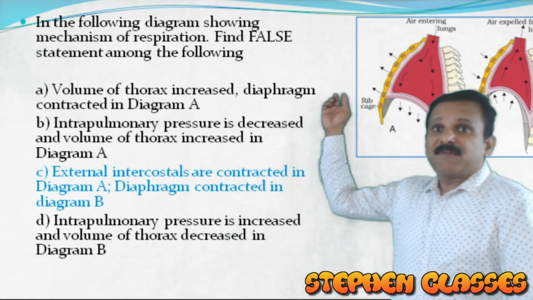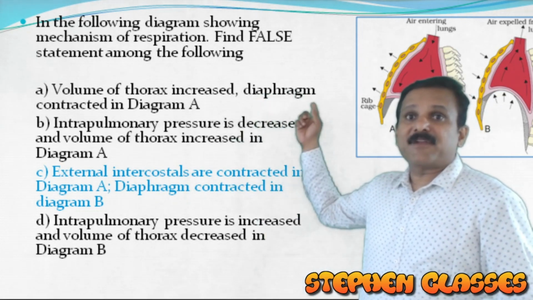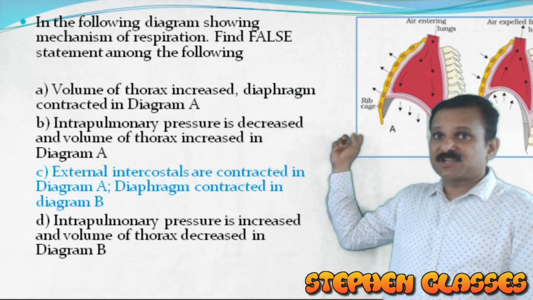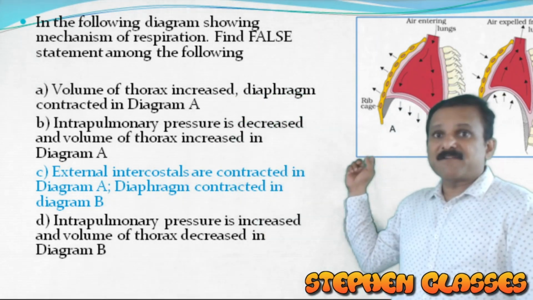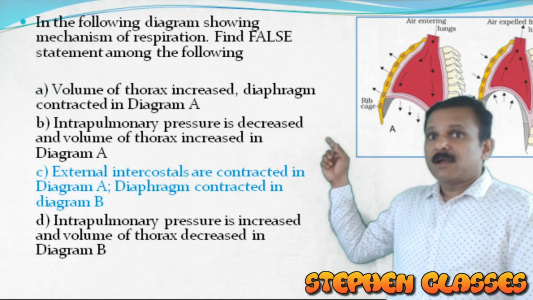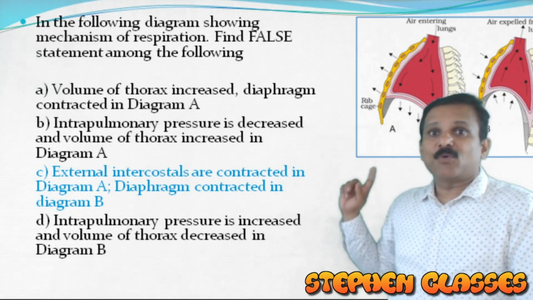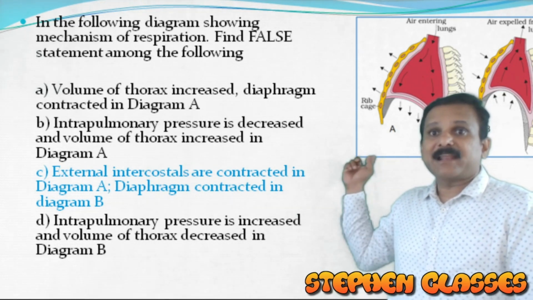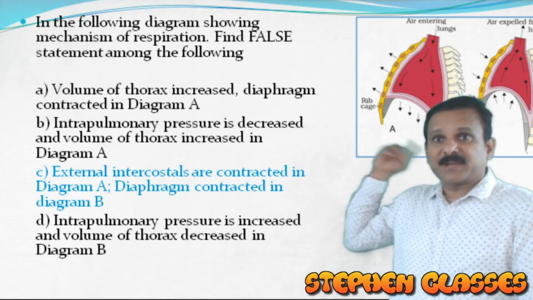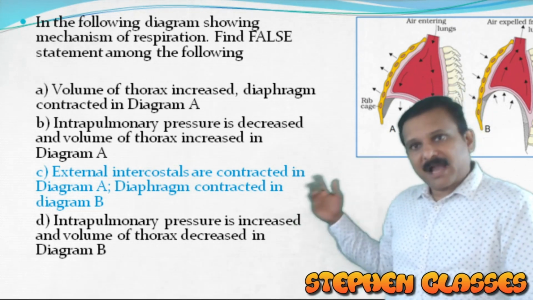So here, first statement is true. The volume of thorax will increase and diaphragm contracted in diagram A. What is diagram A here? That is inspiration. So during inspiration, diaphragm contracts and volume of the thoracic chamber will increase. That is a correct statement. What about the second one? The intrapulmonary pressure is decreased and volume of thorax will increase in diagram A. In diagram A, it is very clear, diaphragm will contract during inspiration. Then option C is wrong. I will explain it later.